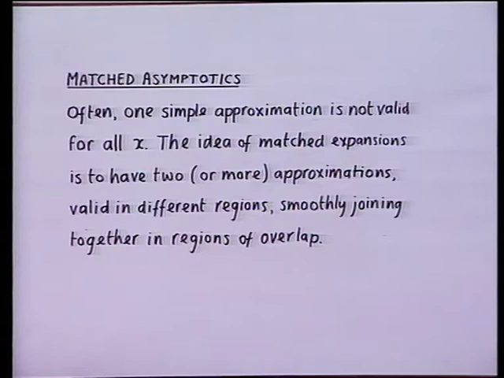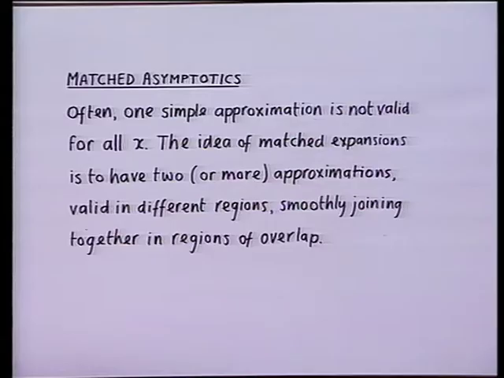In many real problems, one simple approximation for the function y does not suffice to give you a good approximation of the whole range of values. So one seeks to find two or more approximations in overlapping regions which together give you a solution everywhere. I've written it down here. We need two or possibly more approximations which are valid in different regions, but of course are required to smoothly join together in the region of overlap.